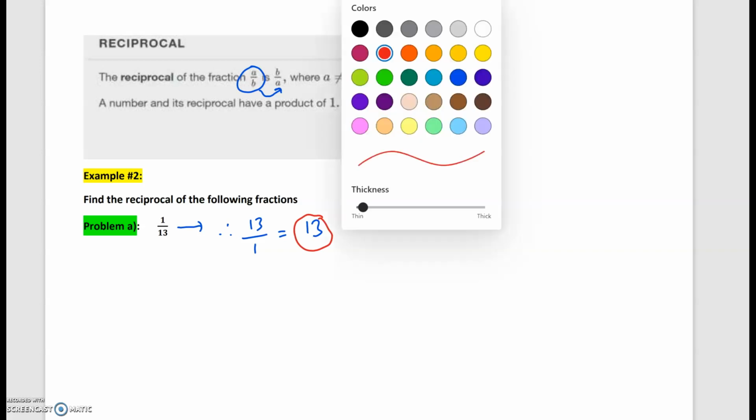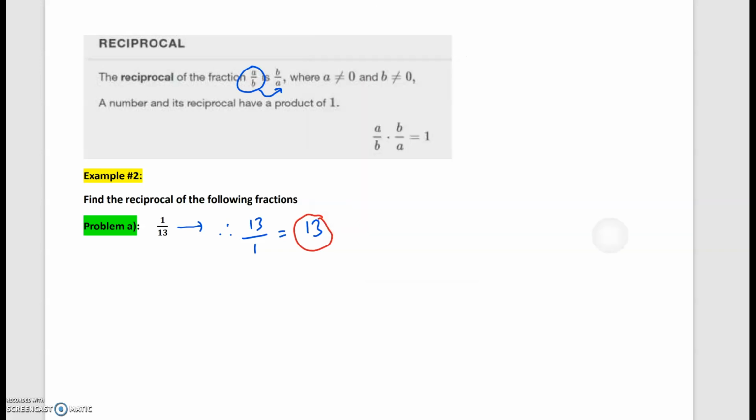And remember what the property is saying up here, and let me put this on the side. Reciprocals multiply to 1. So if you multiplied 1/13 times 13, this is equal to 13 divided by 13, which is 1. That's what this property is implying. So you basically get a fraction and flip it.